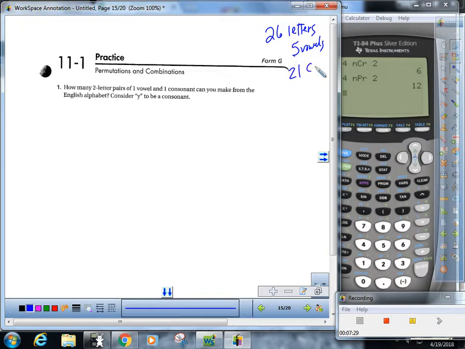And 21 consonants. So to figure this out, all you got to do is figure out, well, how many vowels are there and how many consonants are there? Because we're picking one vowel and one consonant. So this is a review of what's called the counting principle. And you just do 21 times 5, and the answer is 105 different combinations of letters. Okay?